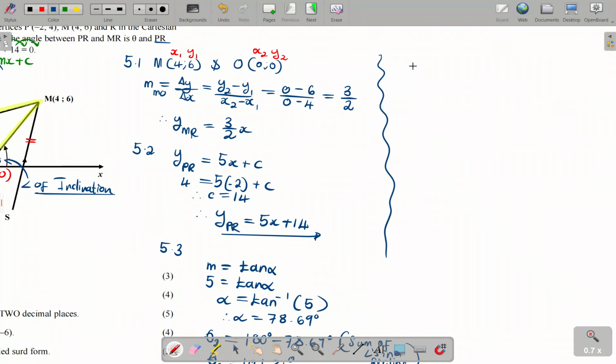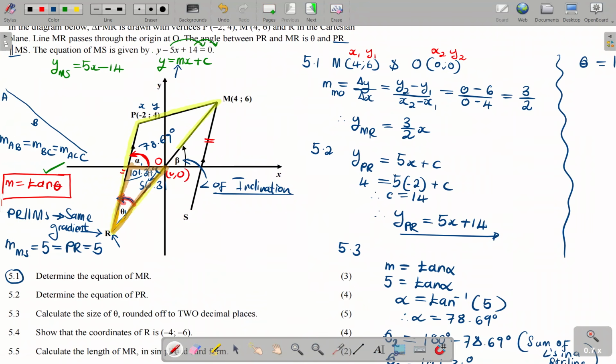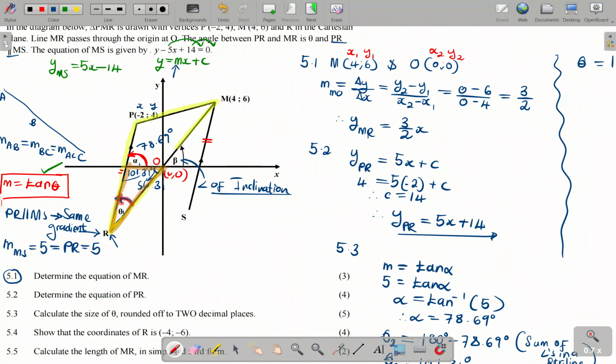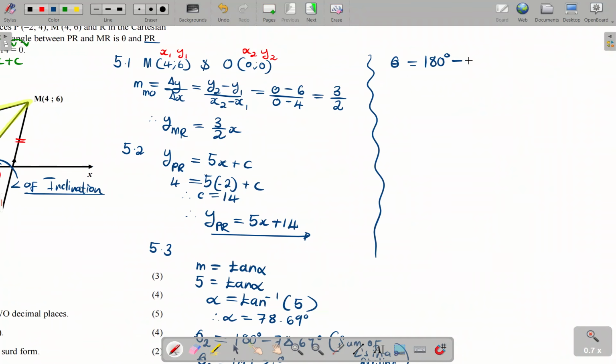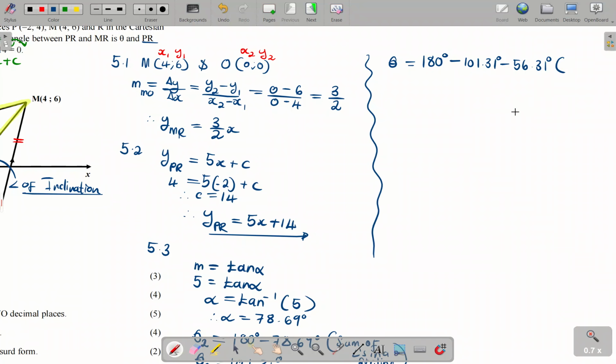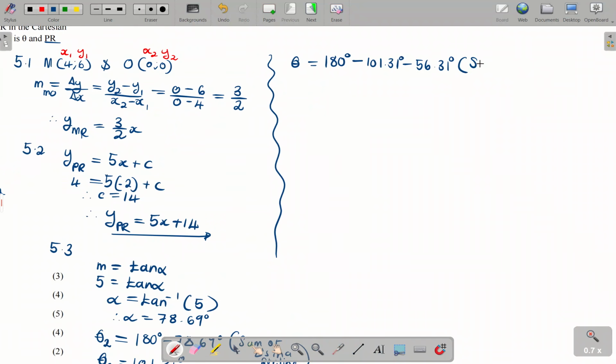So I'm just going to write it here: theta is just going to be 180 subtract this one here, which we call theta 1, which is 101.31 degrees, and again subtract 56.31 degrees. The reason is because of the sum of angles in a triangle.